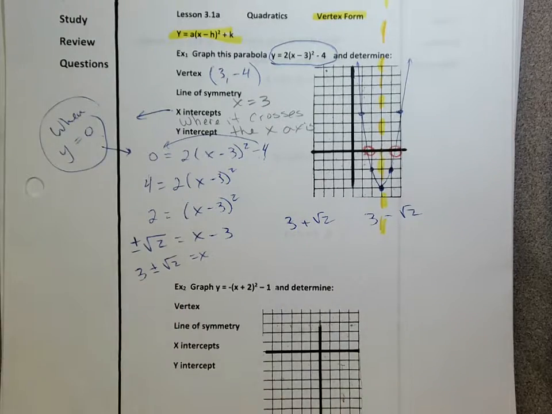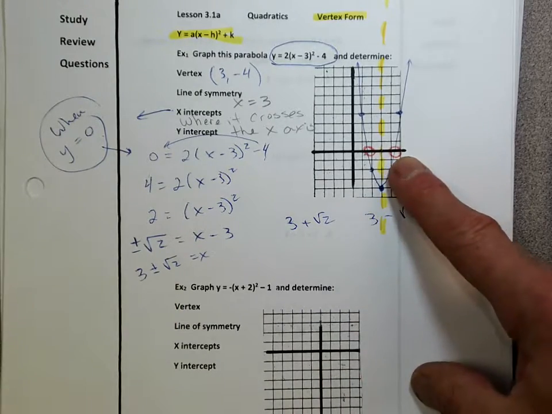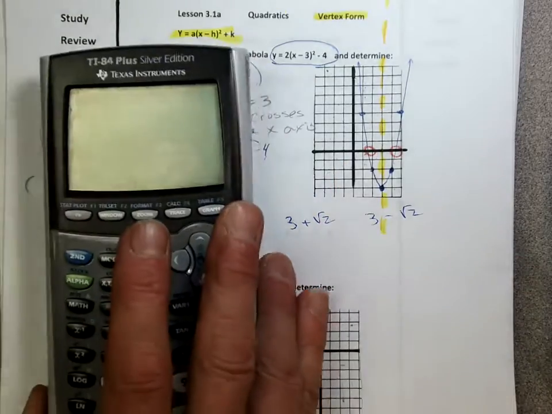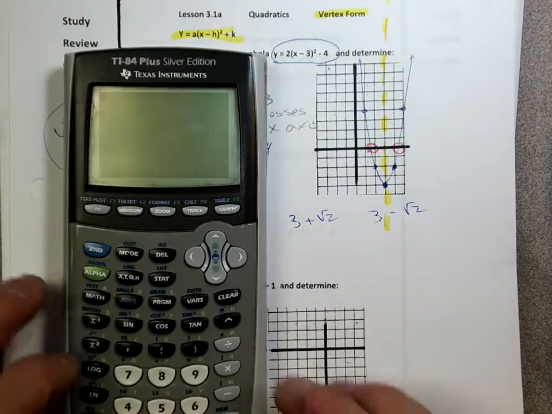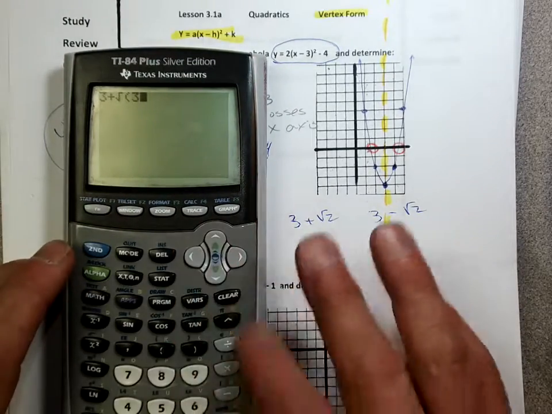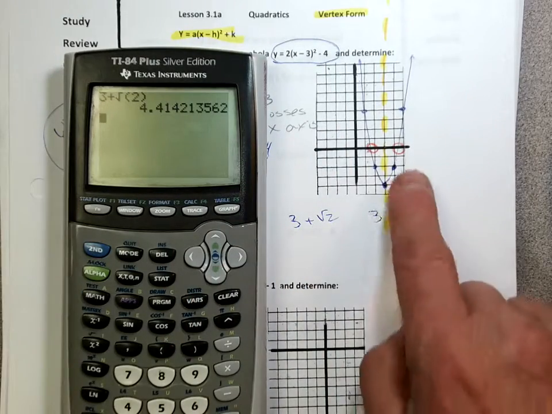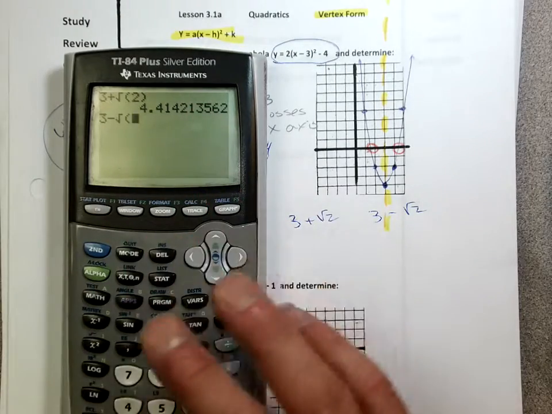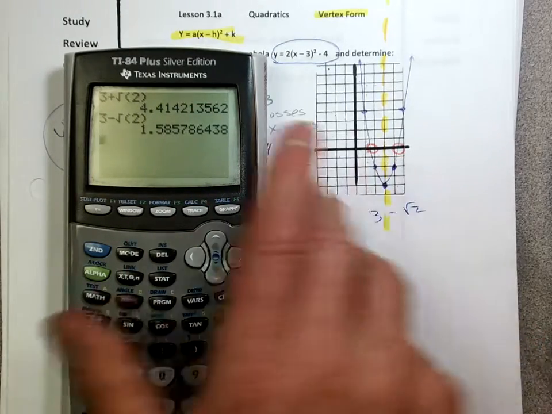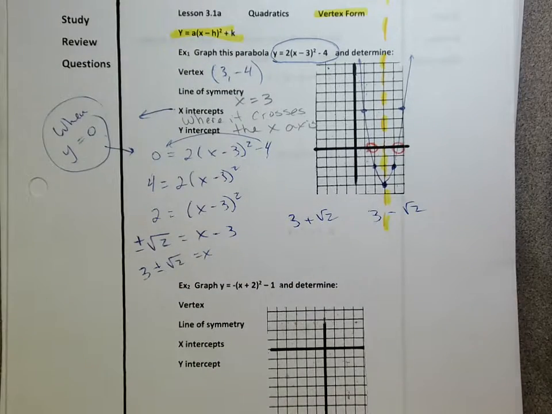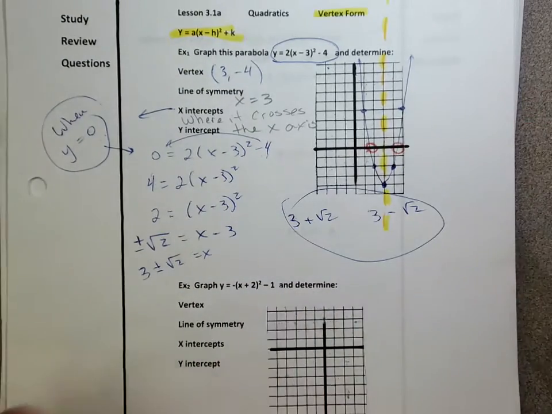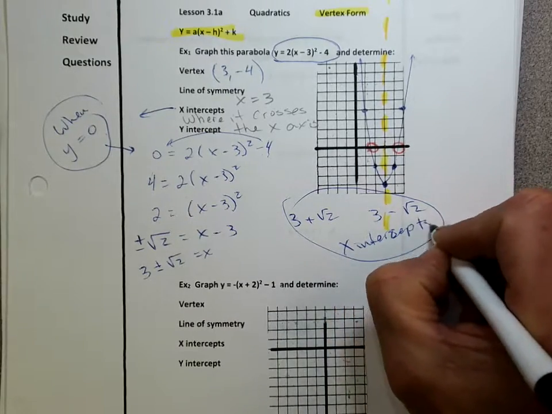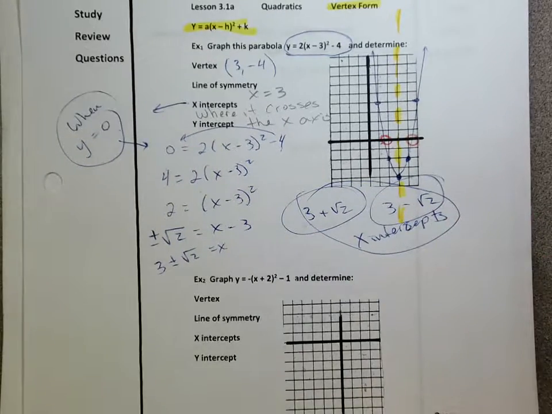Okay, so that is exactly 3 plus the square root of 2, and that is exactly 3 minus the square root of 2. Now, if we wanted a decimal answer, we could just use our calculator. What is 3 plus the square root of 2? About 4.41. And what is 3 subtract the square root of 2? I get about 1.58. So if we need an exact answer, these are my two exact answers for x-intercepts. Now what about the y-intercept?